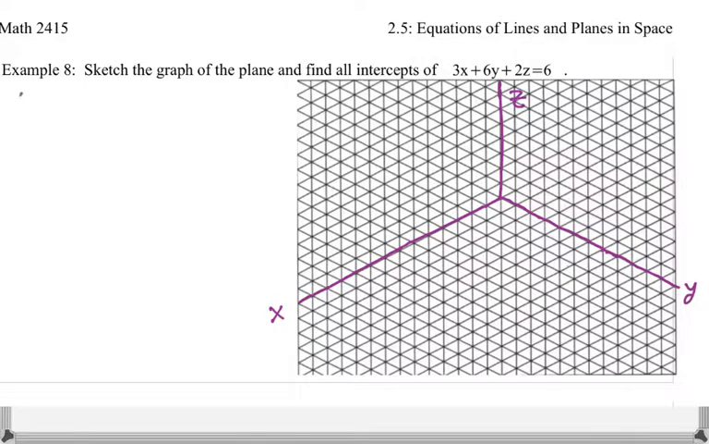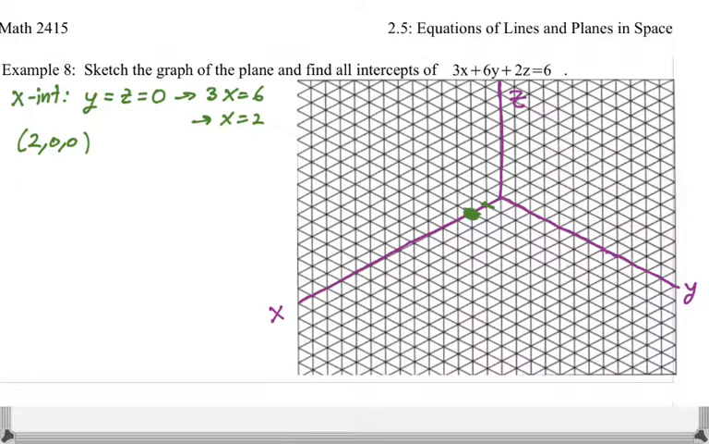Okay. And if we're going to look for the x-intercept, that means that both the y and the z are going to be equal to 0. And so we're looking at 3x is equal to 6. So that means x is equal to 2. And so our x-intercept is (2, 0, 0). So we'll go ahead and plot (2, 0, 0). So there's our first intercept.